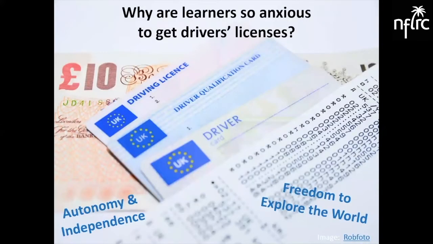So we're going to extend the analogy a little bit and think for a minute about driving in general. Why are young people so anxious to get their driver's licenses? Well, the driver's license represents a number of things. It represents autonomy and independence. It means you don't have to rely on your parents to take you places. It means that you have the freedom to go explore and to do things when you want and how you want.